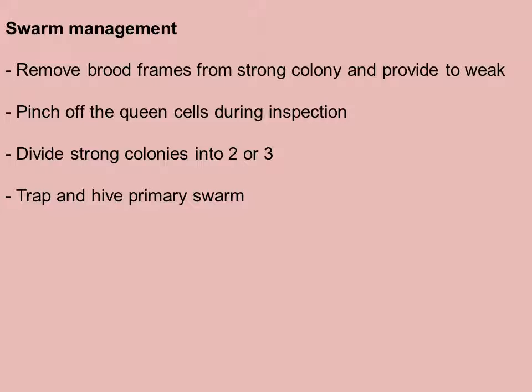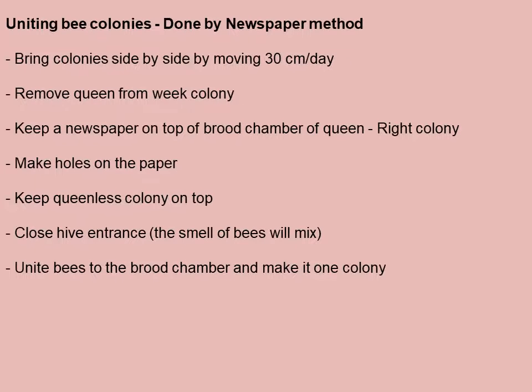Swarm management. Remove brood frames from a strong colony and provide them to a weak one. So swarm management is when you see that in a particular colony there are weak individuals, then brood frames from a strong colony are used where the brood is weak. Pinch off the queen cells during inspection, divide strong colonies into 2 or 3, and trap the primary swarm.